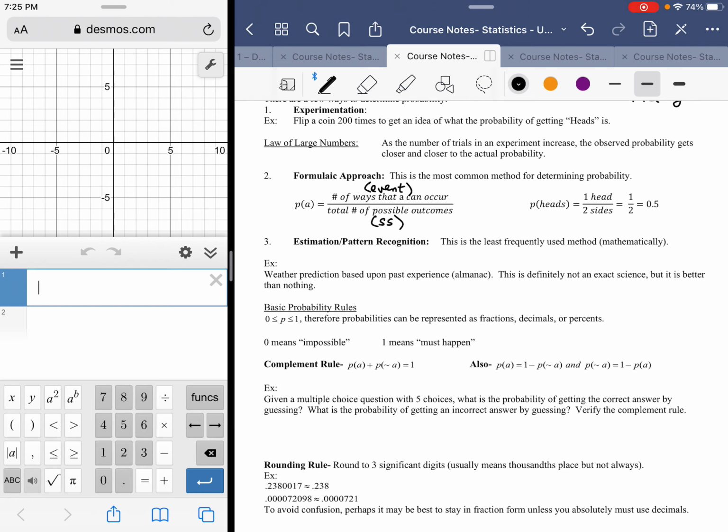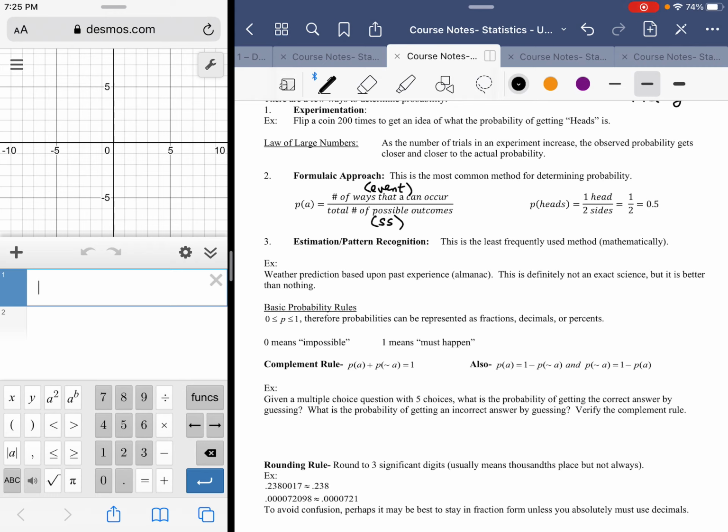Weather prediction. There's a 30% chance of rain. Where are they getting that 30% from? It's from probability. Right? Basic probability rules. Any probability value has to be between 0 and 1, unless it's in percent form, in which case it would be between 0 and 100. But we're not typically going to be working with percent forms. In fact, the only time you would be dealing with percents when it comes to probabilities is if the question told you to put your answer specifically as a percent.